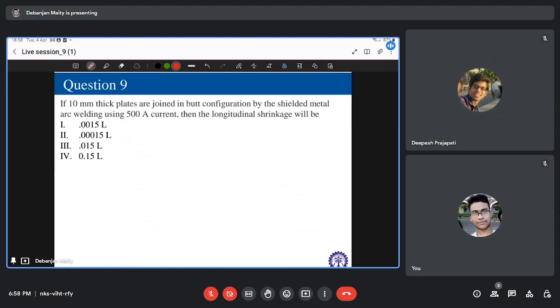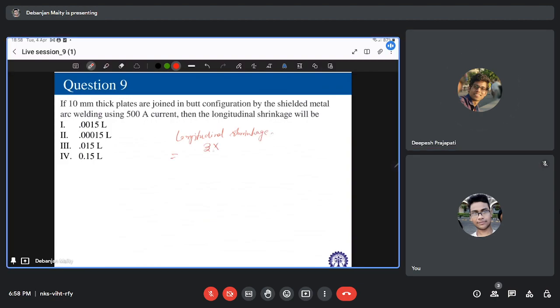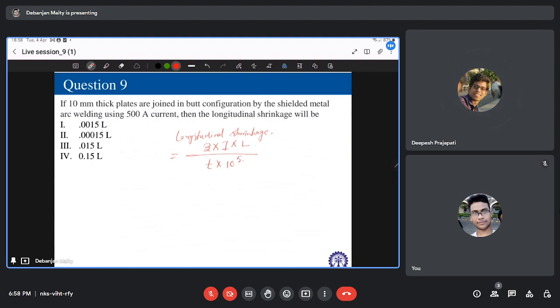So what was the equation? What was the equation for longitudinal shrinkage? It's equal to 3 into I into L, where L is your length of the weld, and then L into 5, thickness into 10 to the power 5, right?